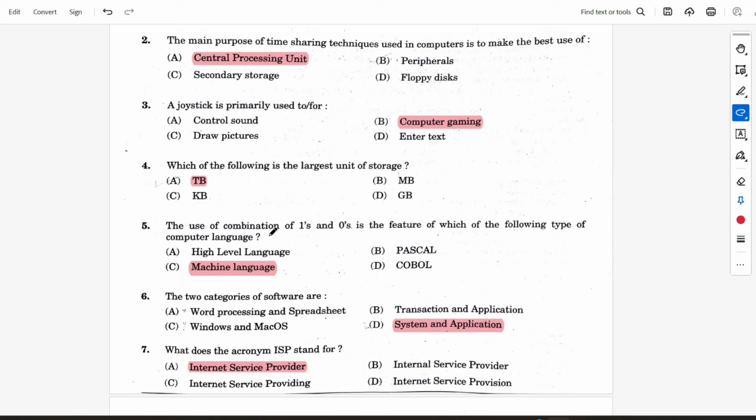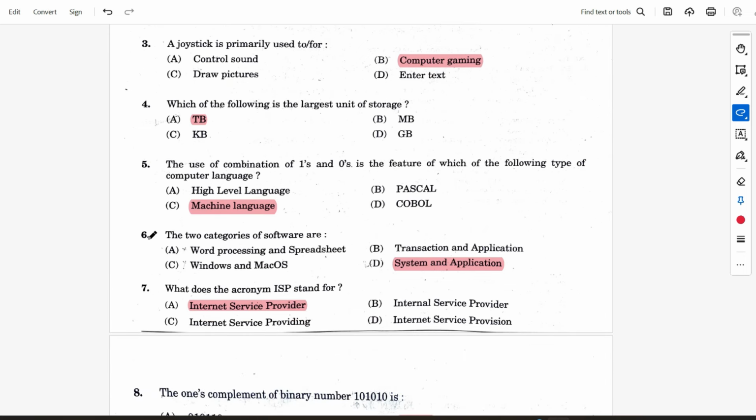The use of a combination of ones and zeros is the feature of which type of computer language? One of the easy questions: machine language. In machine language, all the data is transmitted in the form of ones and zeros, the binary format. Next, coming to the sixth question. There are some very easy questions in computers.